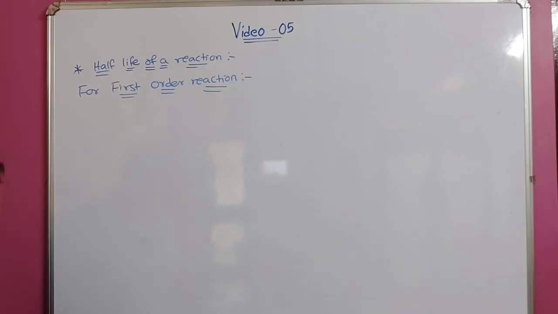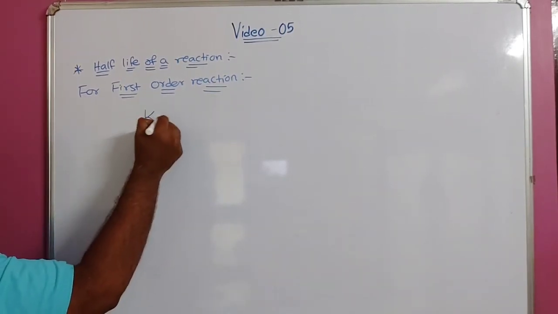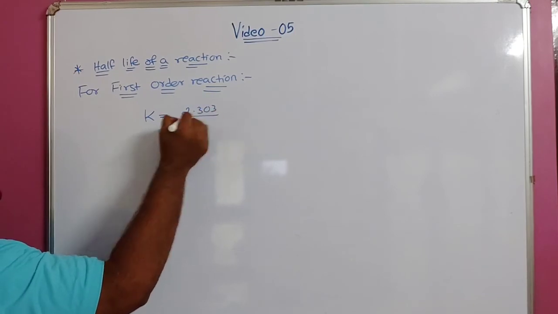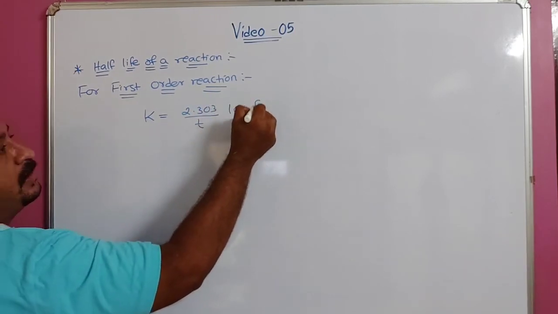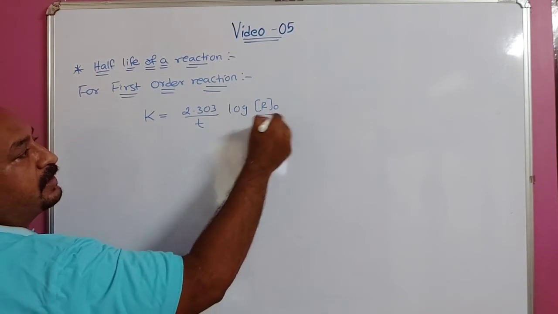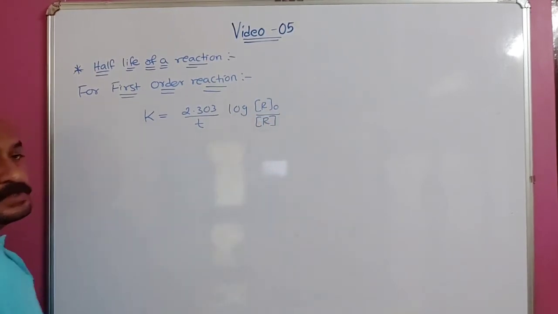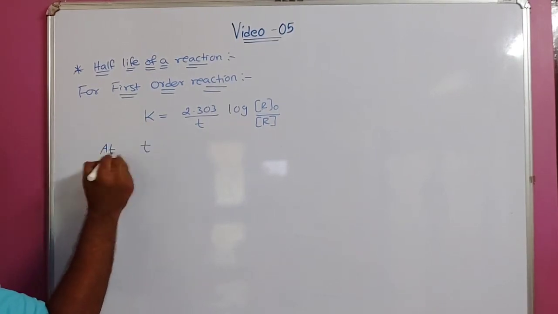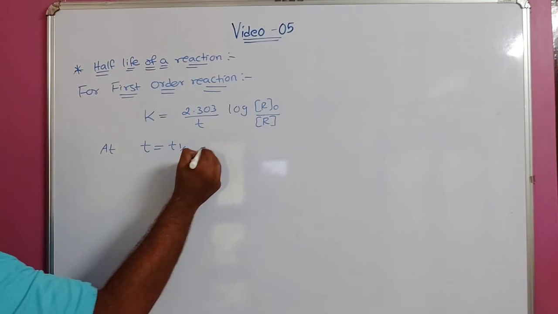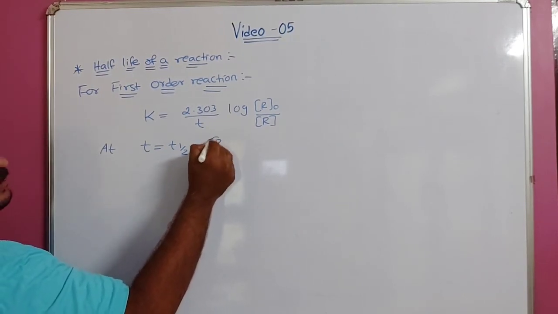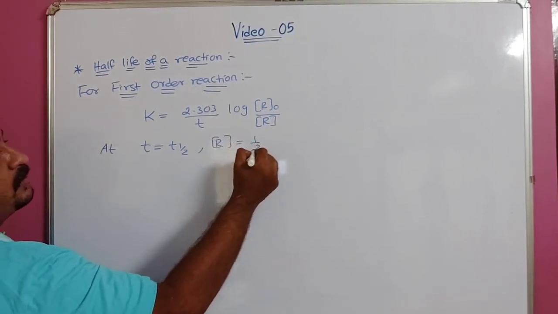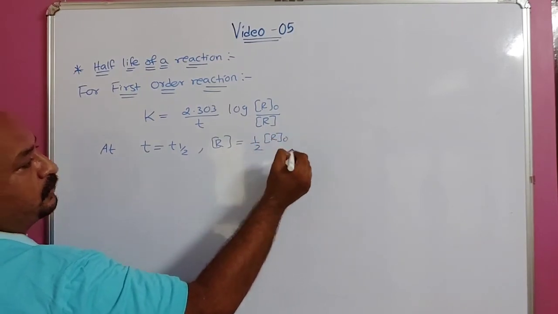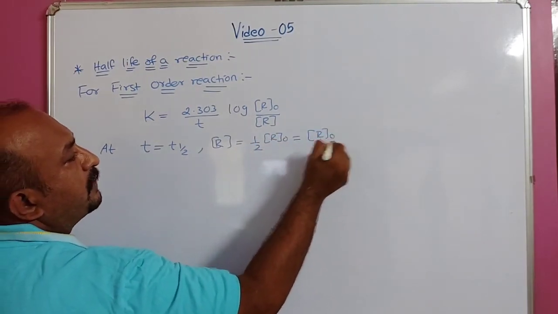But before starting this, you know the formula that for a first order reaction, rate constant K is equal to 2.303 by T log, initial upon final, R0 by R. Understood? This was the formula we have seen. Now suppose T is equal to T half. We know half-life means at T is equal to T half, R is equal to 1/2 of R0, or R0 by 2.